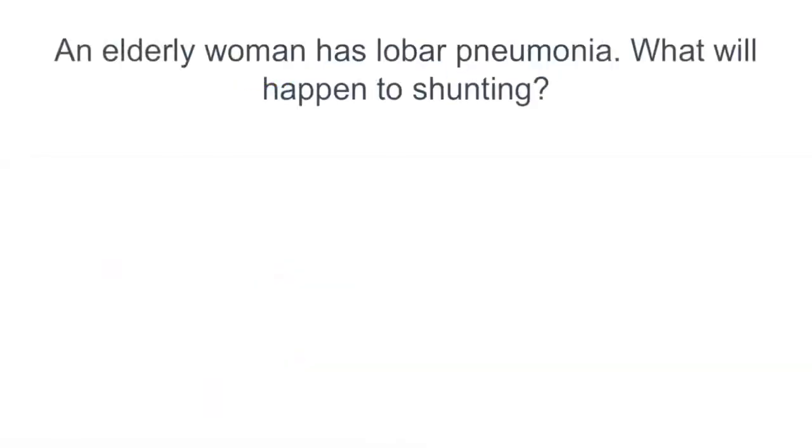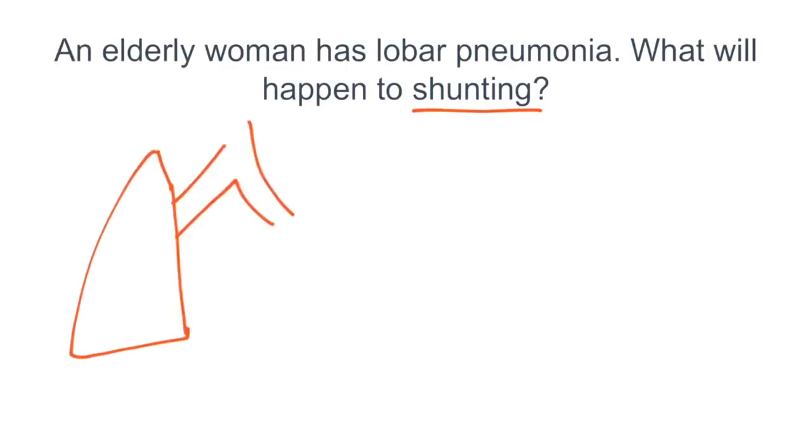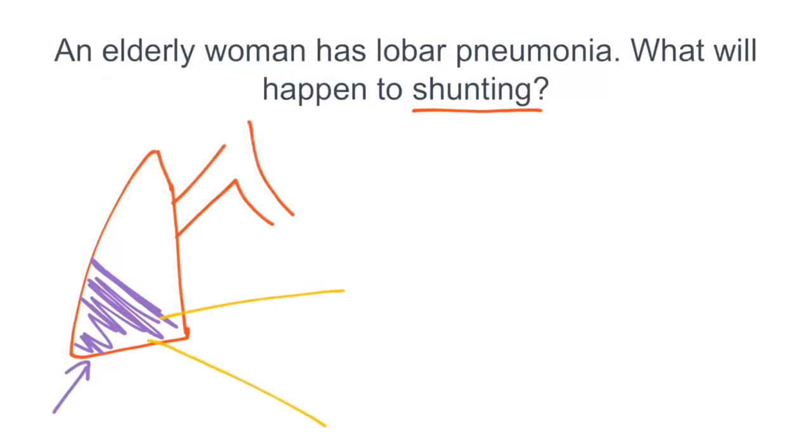Now let's do a question. So let's say an elderly woman has lobar pneumonia. What will happen to shunting? So we'll say here is an image of a lung, and if this patient has lobar pneumonia, we will say that this area is filled with fluid. What will happen to pulmonary shunting in this region? So let's zoom into an alveolus in this region. And we also have the capillary.